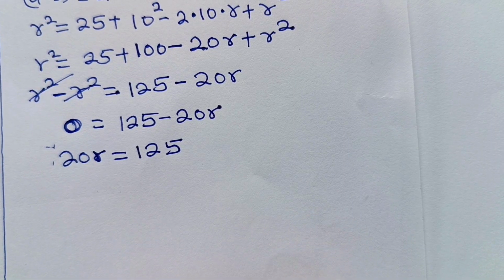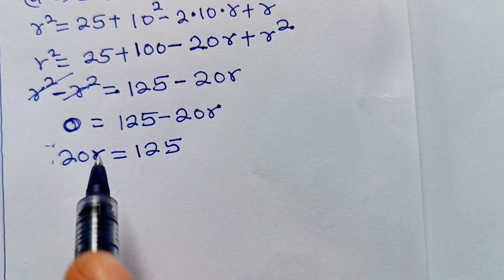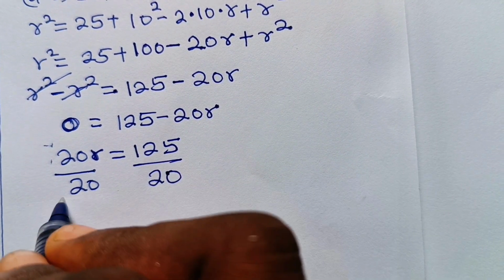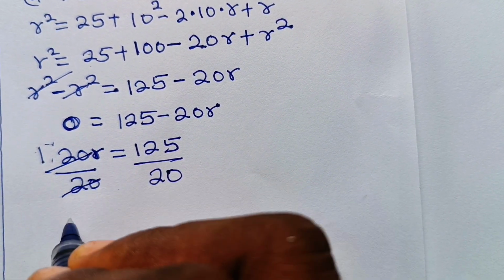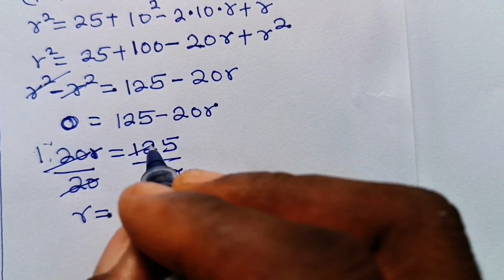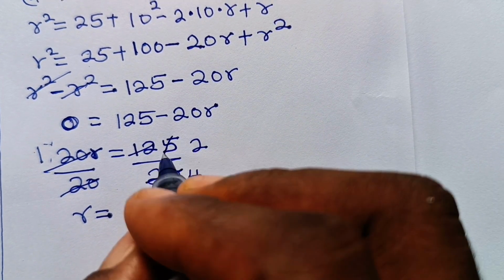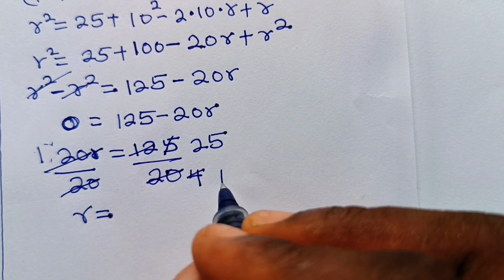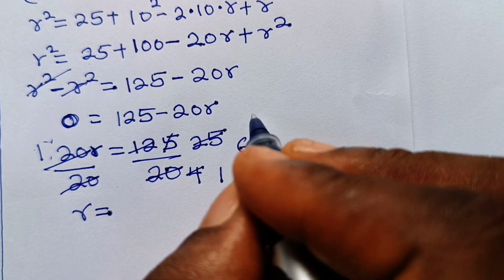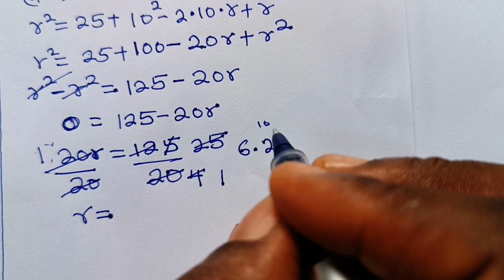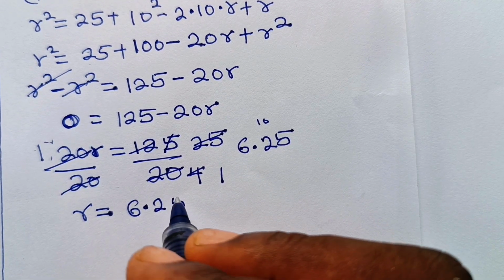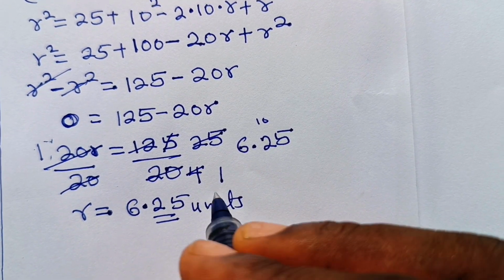Let's divide both sides of this equation by 20 so that we can get the value of r. We divide this side by 20 and this side by 20 as well. 20 divides itself to give us 1, so 1 times r is equal to 125 divided by 20. 5 divides into 12 to give us 2, remainder 2. 5 divides into 25 to give us 5. So you can see that r is 6.25 units.